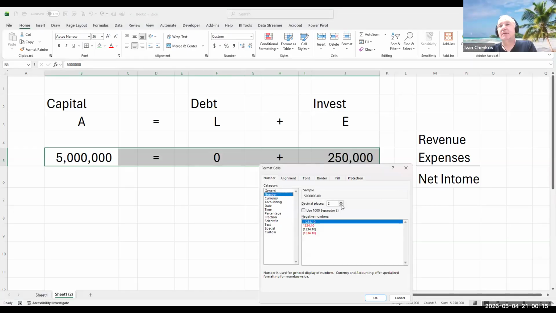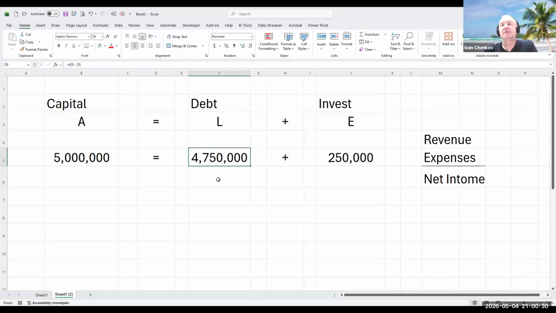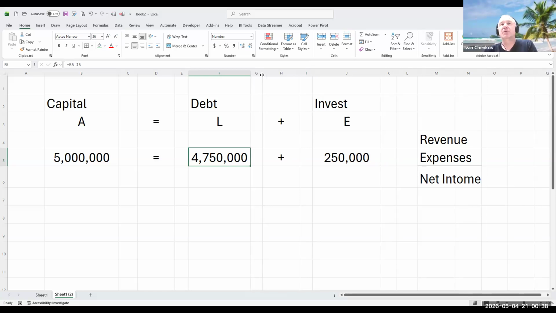$4,750,000. Can you see it? So now I have to get it balanced. Otherwise, my equation is broken. So I need here to have 4,750,000. Well, now I have a house. The question is, do I really have a house?